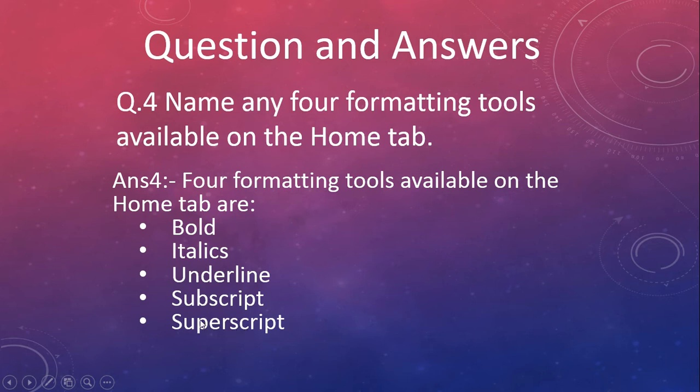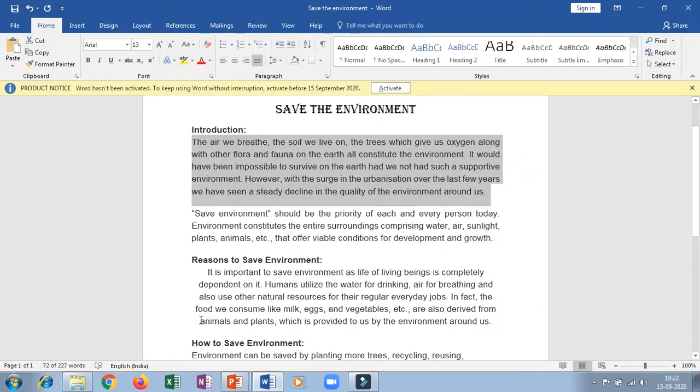So there are lots of options available in the font group in the home tab. Here you can see this is the font, this is the font size, this is the increase font size, decrease font size, bold, italics, underline, strike through, subscript, superscript, then font color, text highlight color. Okay, all these are different options for formatting.